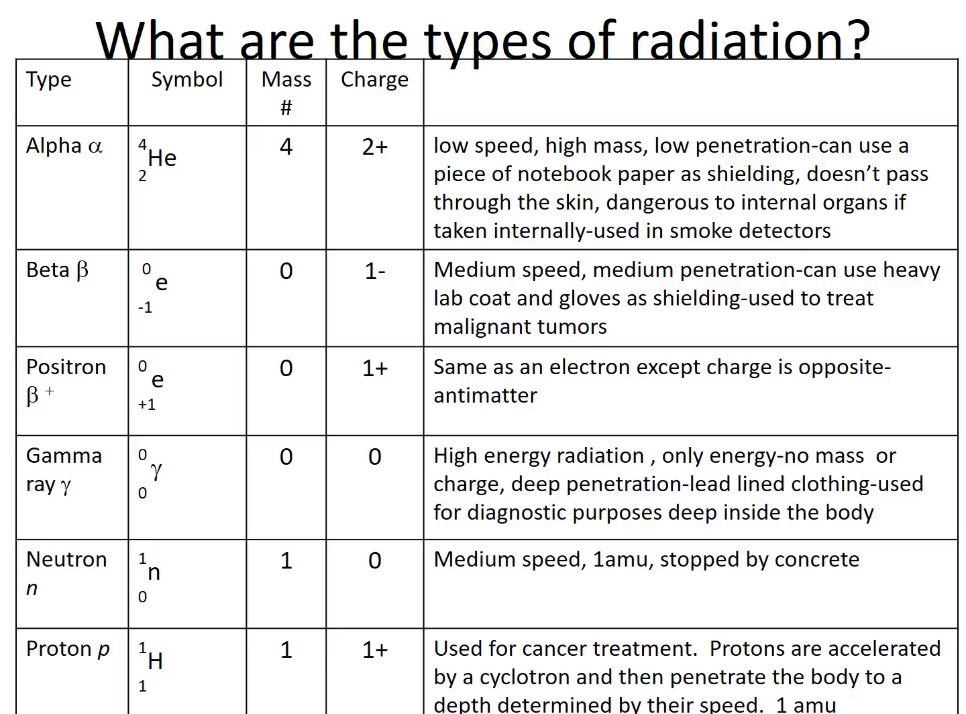And then there is the proton, which is a mass number of 1 and a charge of +1. This is actually a nucleus of a hydrogen atom. So a hydrogen atom nucleus would be a proton. Protons can be used for cancer treatment. You would use a cyclotron to accelerate the proton, and depending on how fast you got the proton moving before you bombarded the cancer with it, it would penetrate the body to a depth determined by its speed, and so the doctor would calculate how much energy to put in the proton to determine how deep it should go.